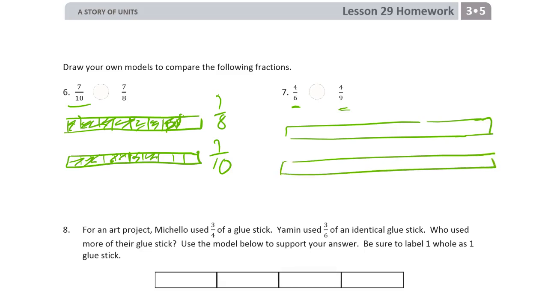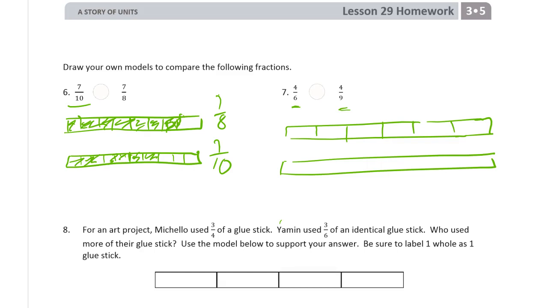If you make these really short, like this, when you chop this up into ninths, the difference between ninths and sixths is not going to look like anything at all. So the longer you make the lines when you draw these fraction bars, the easier it's going to be to compare the fractions. And it gets a little bit easier too to divide the fractions up. So 6ths, that's half, and then each half is into thirds, and that'll show us there.